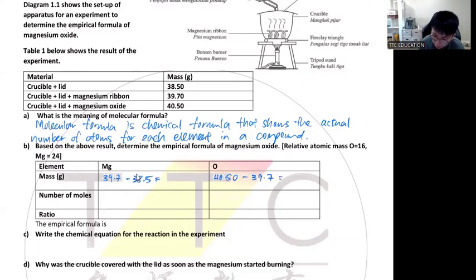Okay, so this one here, you should get 1.2. The other side, you should get 0.8, if I'm not mistaken. Then 1.2 divide by 24, 0.8 divide by 16. Why did I write 12? Divide by 24, so 0.05. 0.05, ratio 1 to 1, empirical formula is MgO.